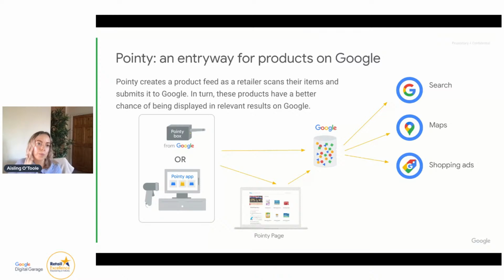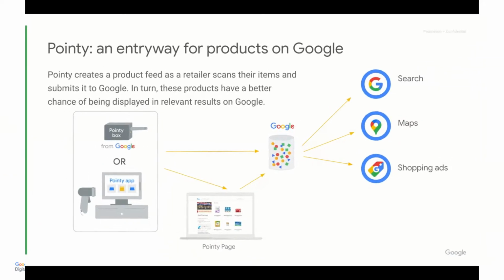So, Pointy is a service which allows you to get your products onto Google. I know some people on this call may already use Pointy, but I'll briefly explain how it works. Pointy creates a product feed as you scan your items, and we then submit this to Google. In turn, these products have a better chance of being displayed in relevant results on Google. The feed is powered just by you scanning the items as you sell them at the register. We receive the barcode number as you scan them, and then we source an image and description to match that product and upload it for you.